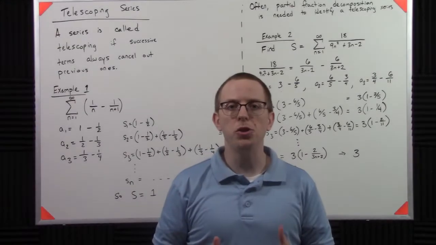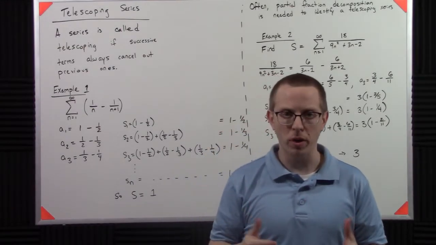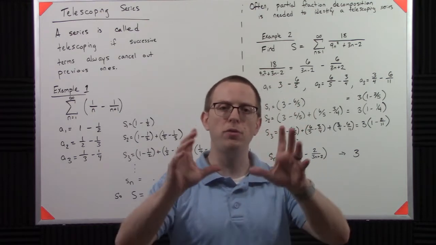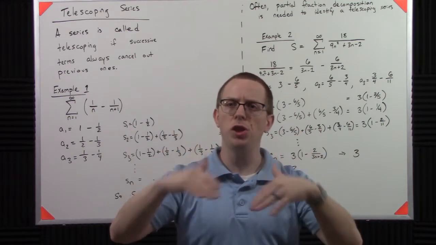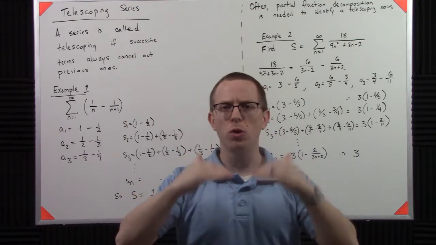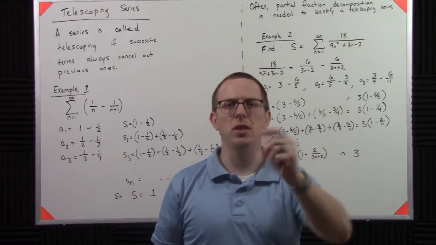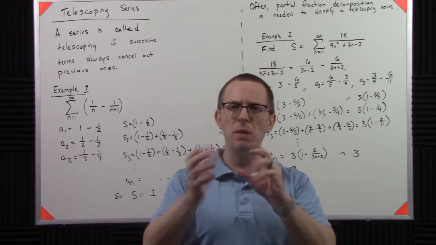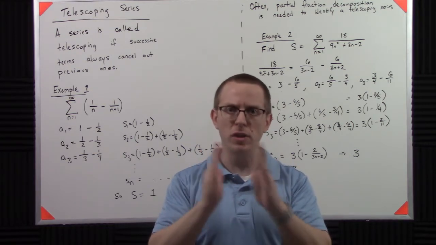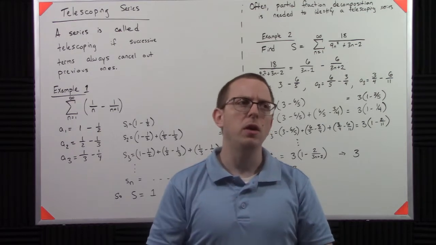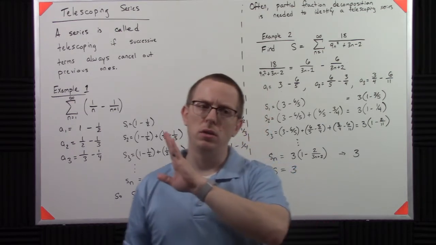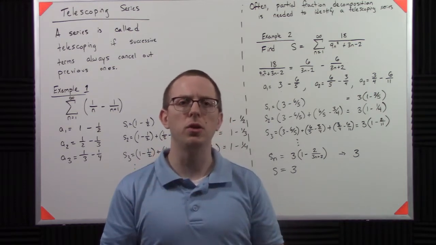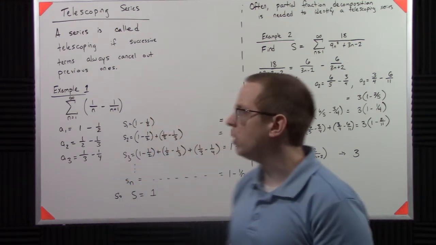A common series that you might encounter is what's called a telescoping series. What ends up happening in a telescoping series is that you have terms, and each time you generate a new partial sum, you keep canceling out pieces from the previous partial sum. And if you can guarantee that that's going to happen, then you can rewrite the sum in a very particular way and solve it. So it's kind of convenient, and I'll show you what I'm talking about.